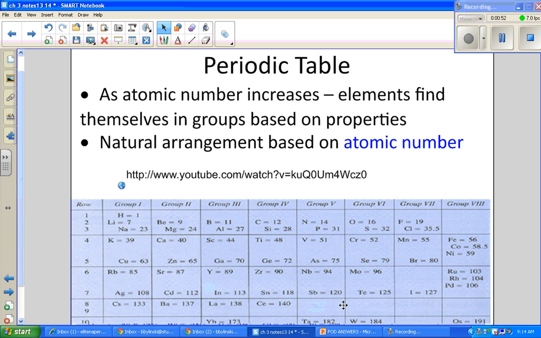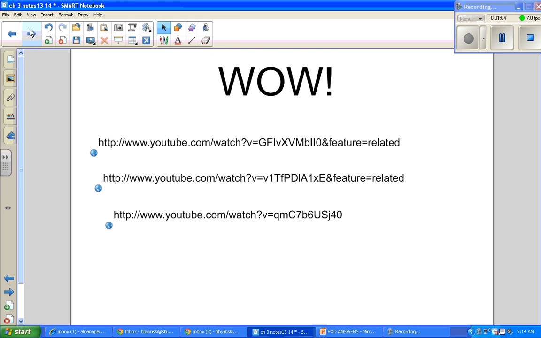He was so smart that if you see these gaps here towards the bottom, he knew those elements had to exist. They didn't exist at the time that he was putting it together, but they were later found and fit into the spots that he predicted. So pretty smart. Some more videos for you to watch. I highly recommend it. I like them.